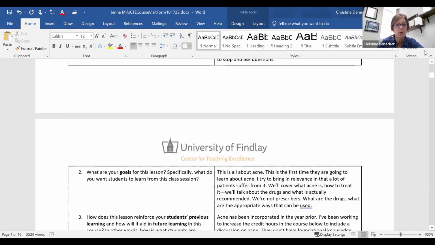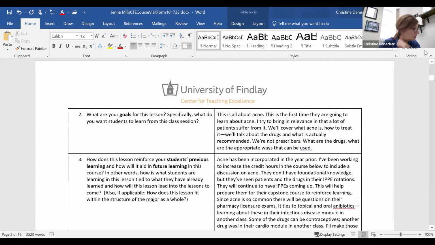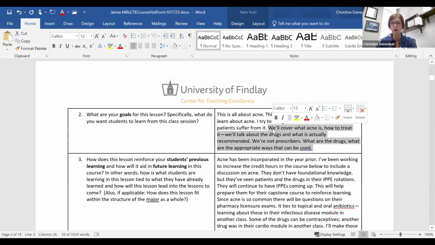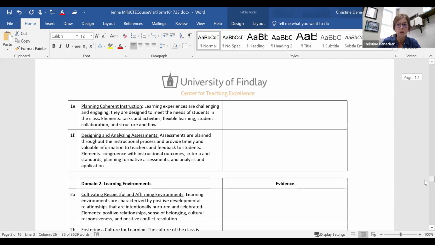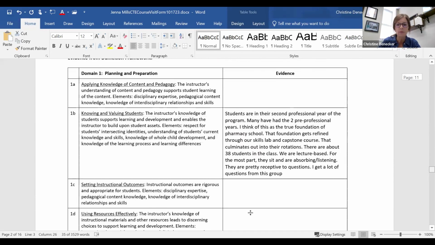So what are your goals for this lesson? 1C. We'll cover what acne is, how to treat it. I think that's the most important part. Yep. What are the drugs? So I'm gonna pull this part. I don't think it has to be all of it, but I think this is the most important part about what's going to be covered in the lecture. And this is 1C.